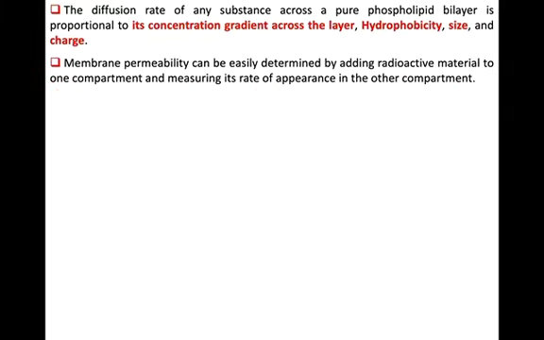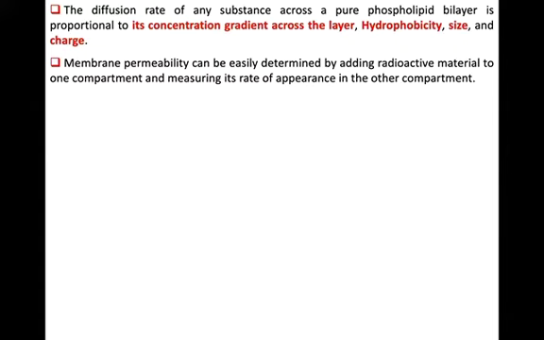So the diffusion rate of any substance across a pure phospholipid bilayer is proportional to its concentration gradient across the layer, and to its hydrophobicity, as well as its size and charge. So four parameters control whether the molecule will pass or not pass through the plasma membrane. The membrane permeability can be easily determined by adding some radioactive material. If you want to investigate whether a molecule can pass through a plasma membrane or cannot, you can label this molecule with radioactive material, track its movement from one compartment, and measure the rate of appearance in the other compartment.